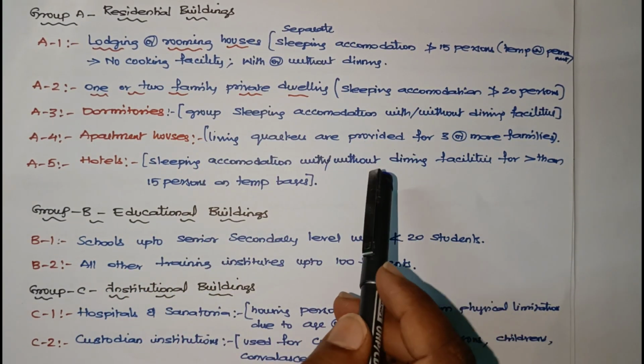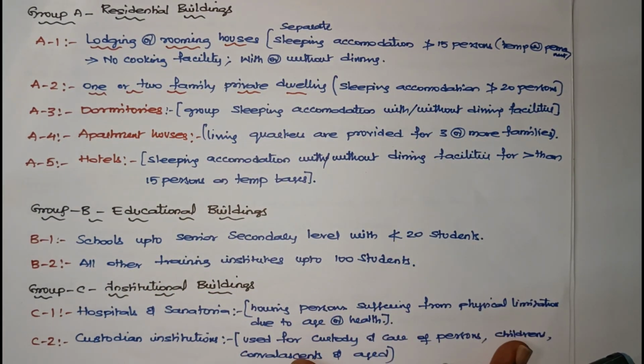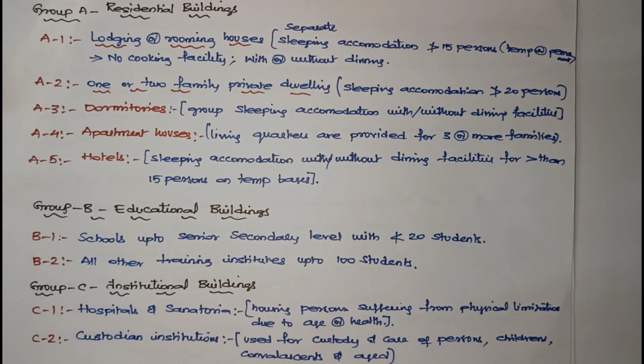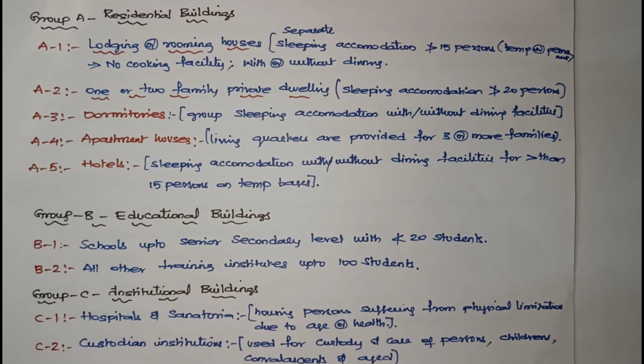Coming to the apartment houses, living quarters are provided for 3 or more families. Generally, apartments means what? It's a typical building. How many flats you can take, the flat plan will be the same based upon the direction, right?